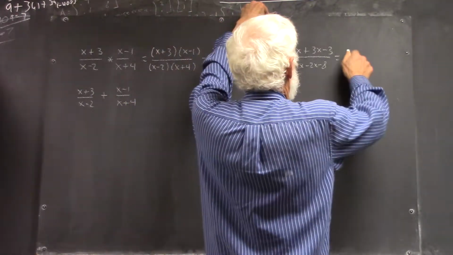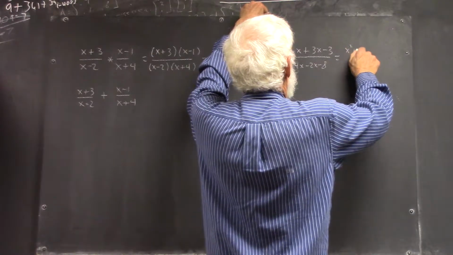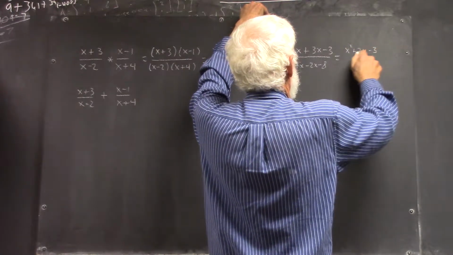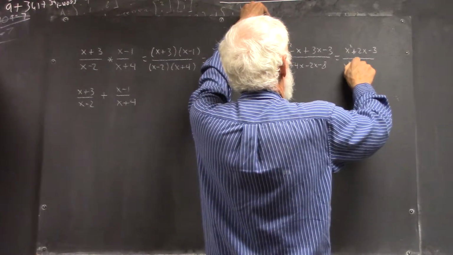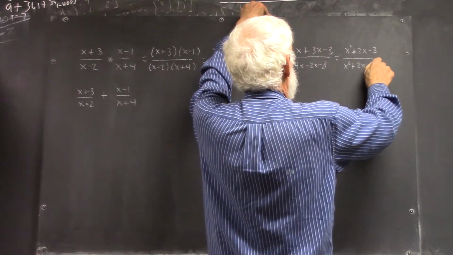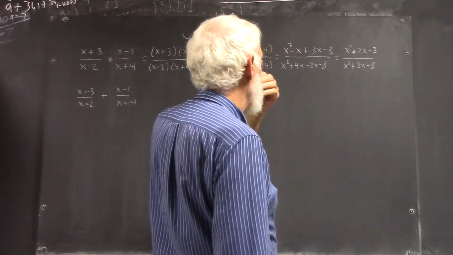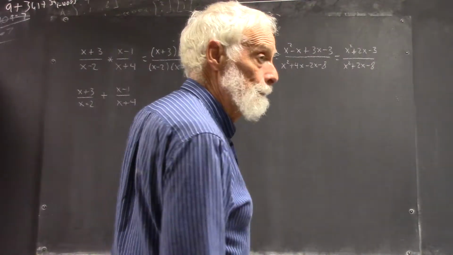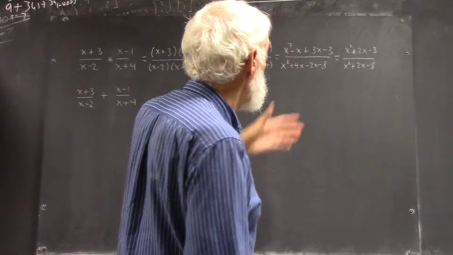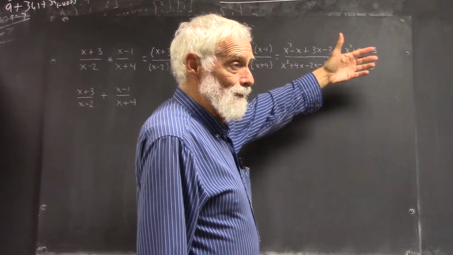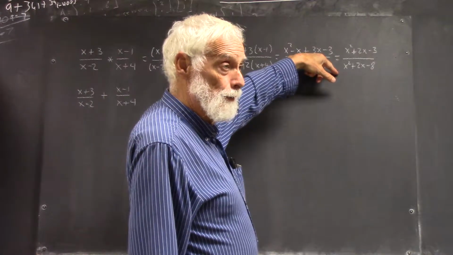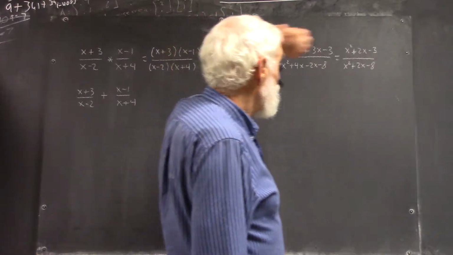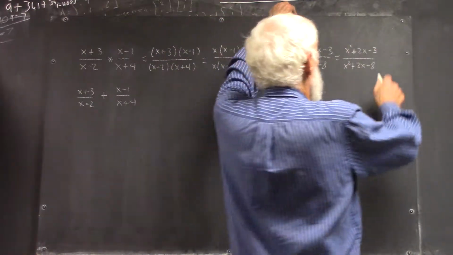Okay, so you have x squared plus 2x minus 3 divided by x squared plus 2x minus 8. Okay? Now, does that reduce? Well, to see if it reduces, you have to factor this and you have to factor this. Okay? Helping factors pretty easily.